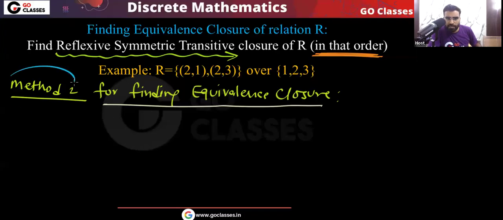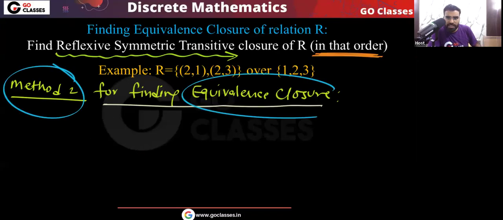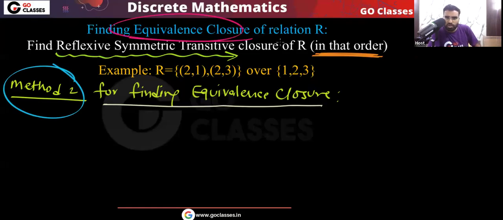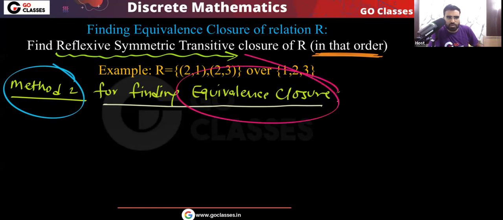Now let's see method 2 for finding the equivalence closure. And this is an easier method. Very quickly you can find the equivalence closure. You don't even have to find the symmetric, reflexive and transitive closure. Remember I told you, to find the equivalence closure of relation R, first you find the reflexive closure, then the symmetric closure, then the transitive closure. But you can directly find the equivalence closure very easily. Okay, how to do that?